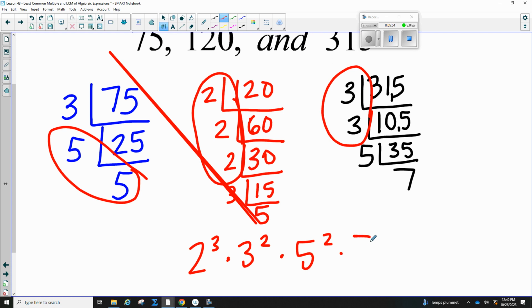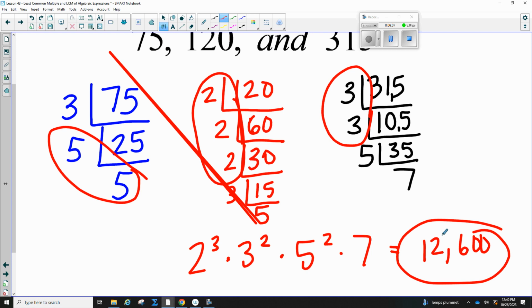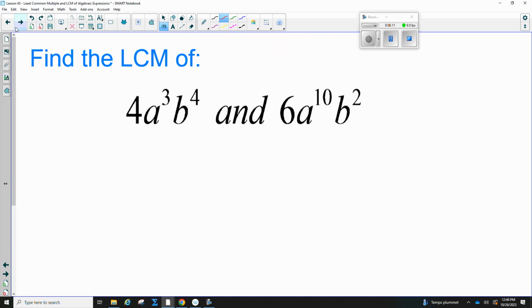And you're like, wow, that would be really fun to do without a calculator. And that would be 12,600. I don't think there'll be one like this on the test where they expect you to multiply those out, okay? This is just to make it hard. Okay, this is more like what you're going to do, okay?